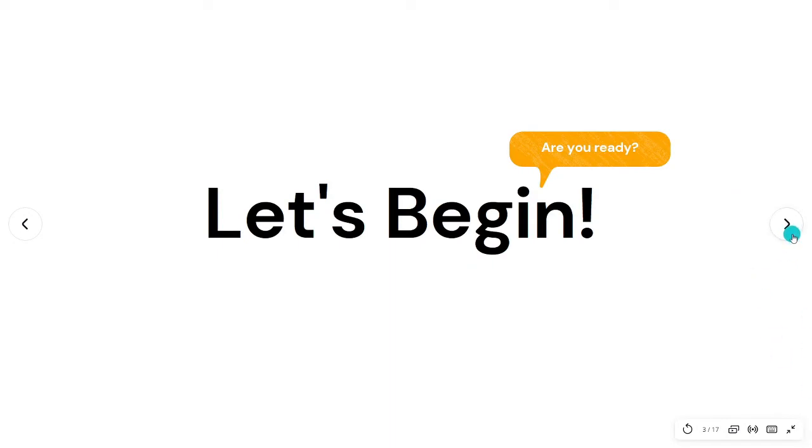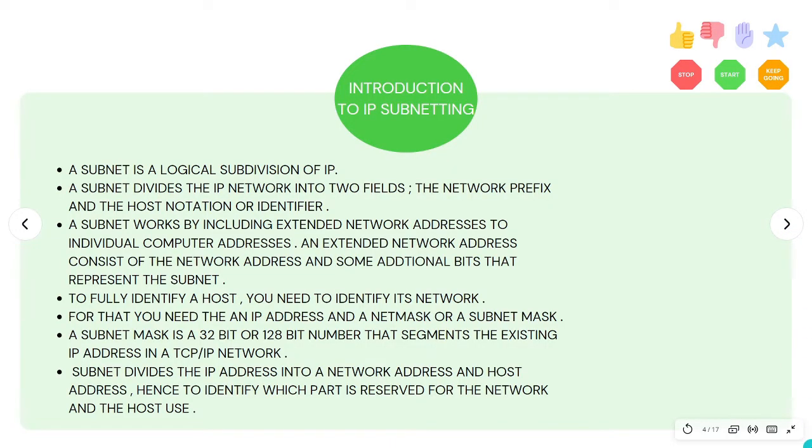So let's begin. The first session in our agenda is introduction to IP subnetting. So what is a subnet? A subnet is a logical subdivision of an IP. The subnet divides the IP into two fields, that is the network prefix and the host identifier. A subnet works by including extended network addresses to individual computer addresses. To fully identify a host, you need to identify its network first. For that, you need an IP address and a net mask or a subnet mask.